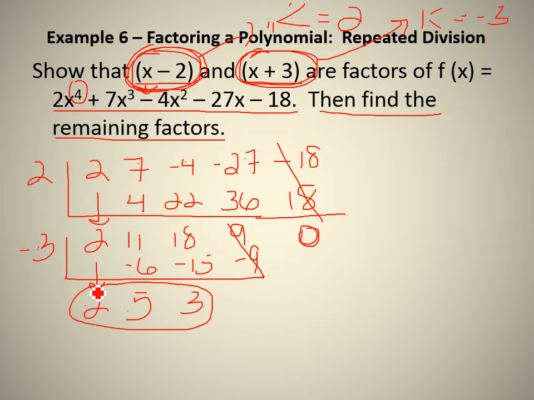So keep in mind that when you get this result at the end, 2, 5, 3, remember that because I did synthetic division twice and I started off with a function whose degree was 4, the result here is going to get me a quadratic. It's going to get me an x squared term. So the result from this is going to be 2x squared plus 5x plus 3.